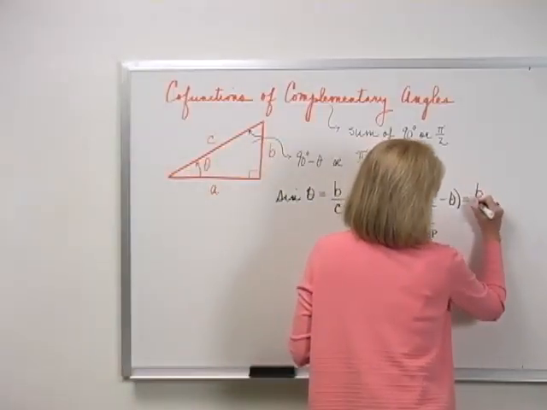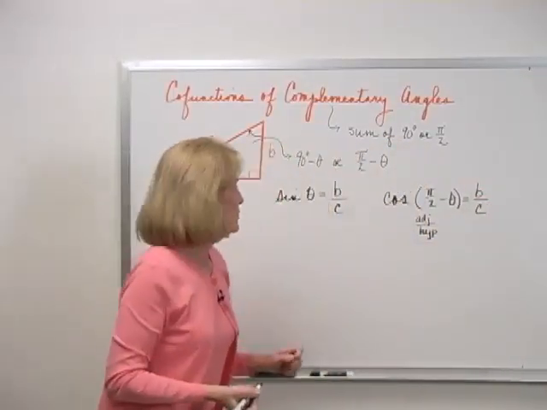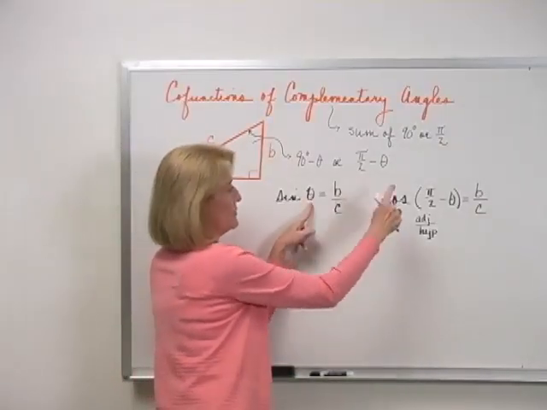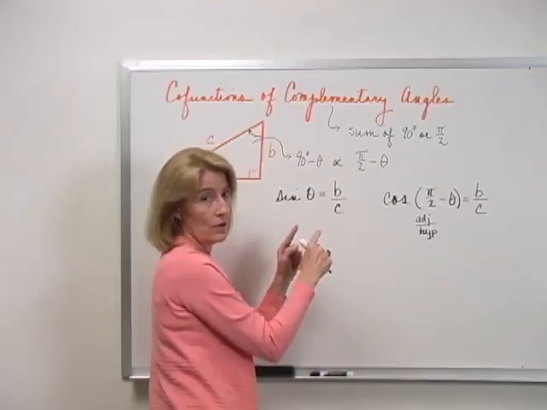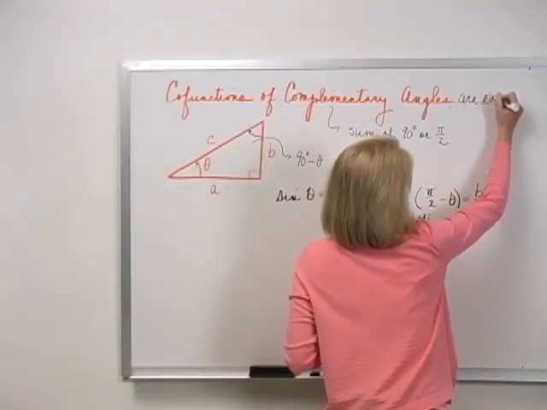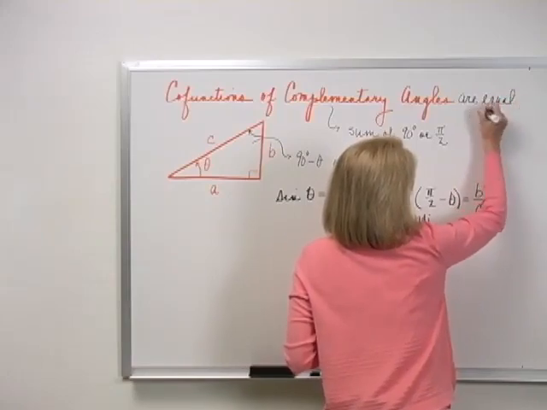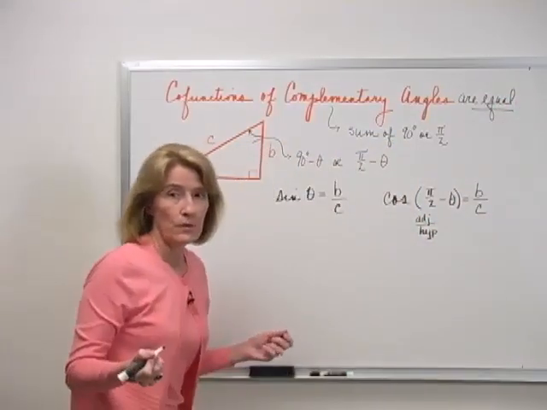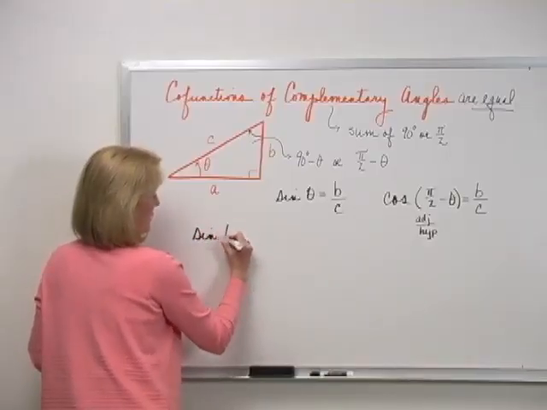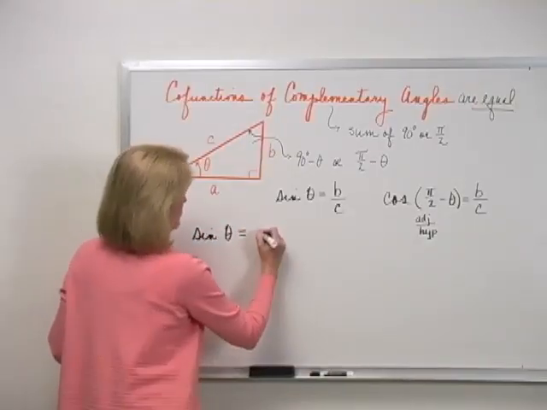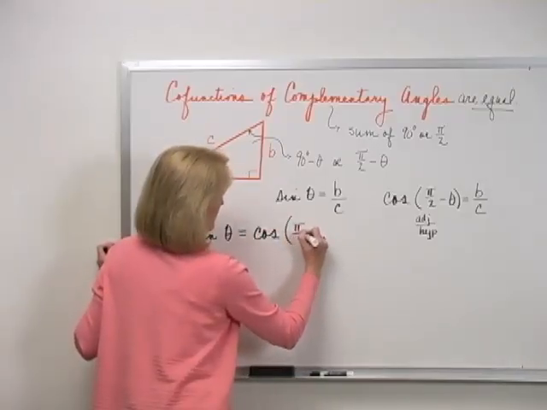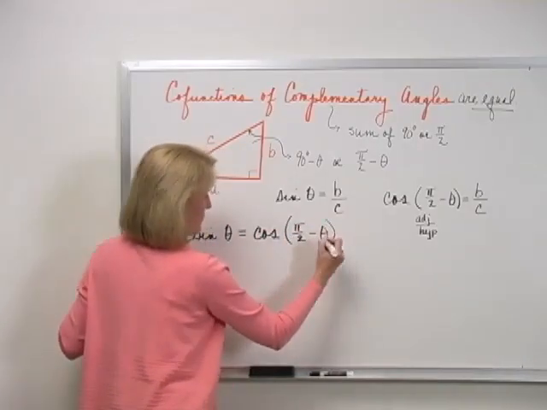Okay, well, as soon as I get to this point, what do you realize? You realize that co-functions of complementary angles are equal. Okay, so what we have is this. We have that the sine of theta is equal to the co-function of the complementary angle.